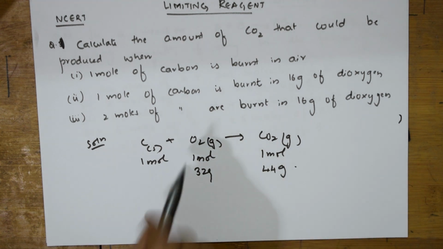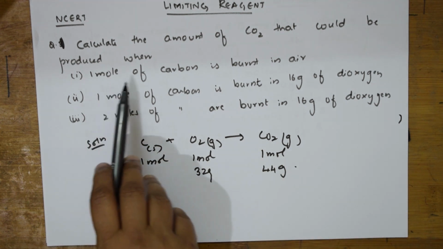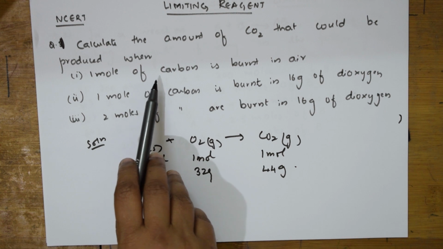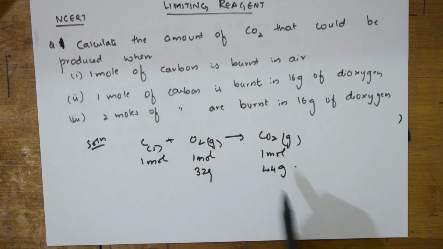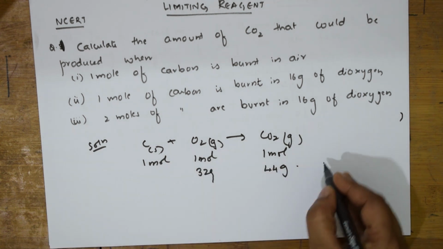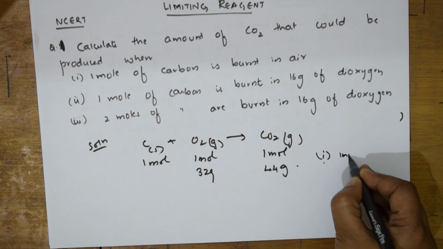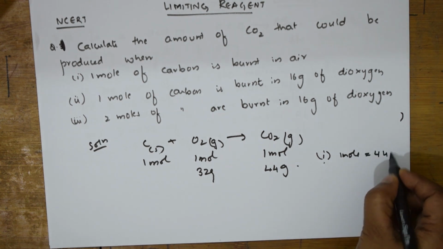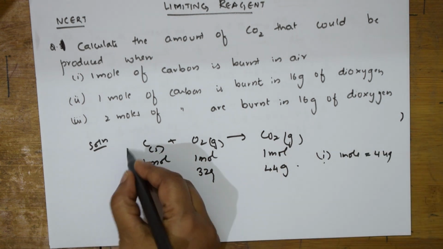Now, let us go with the first one. 1 mole of carbon is burnt, means 1 mole of carbon will burn, how much will it give? 44 grams. So simple, the first answer is 44 grams. 1 mole gives us 44 grams. That's all. This is your part 1.